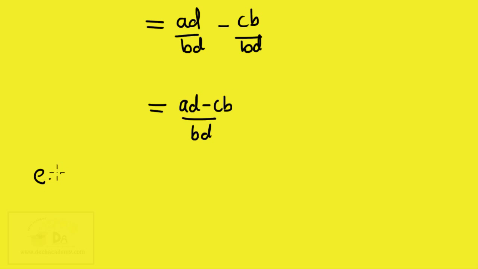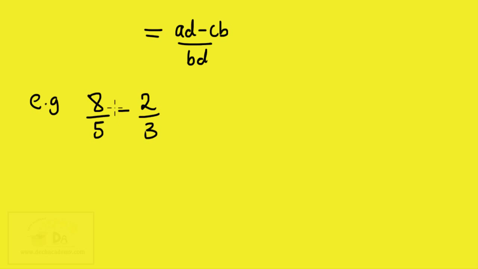So for example, we have the operation 8 over 5 minus 2 over 3. The way to solve this subtraction problem is to take the first fraction and multiply it through by the denominator of the second fraction, which is 3. Note down the operation, take the second fraction and multiply it through by the denominator of the first fraction.